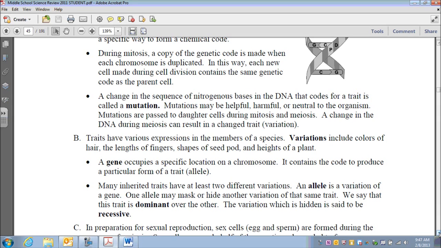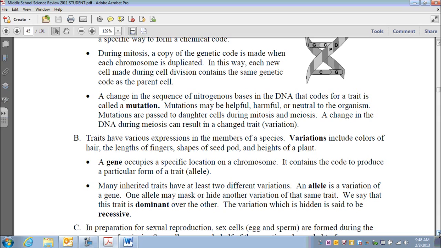A change in the sequence of nitrogenous bases in the DNA that codes for a trait is called a mutation. Mutations may be helpful, harmful, or neutral to the organism. Mutations are passed to daughter cells during mitosis and meiosis. A change in the DNA during meiosis can result in a changed trait called a variation.